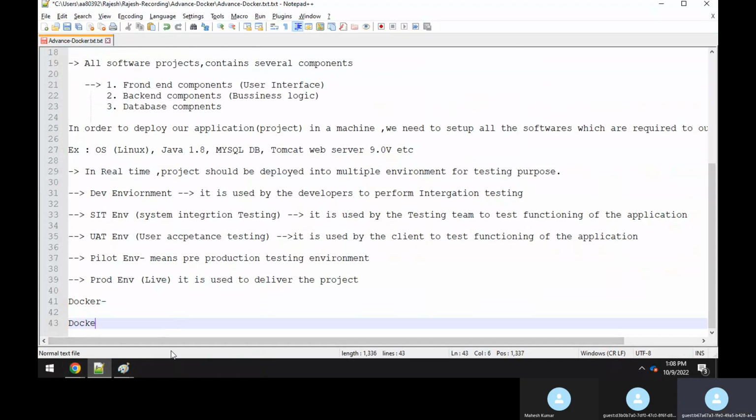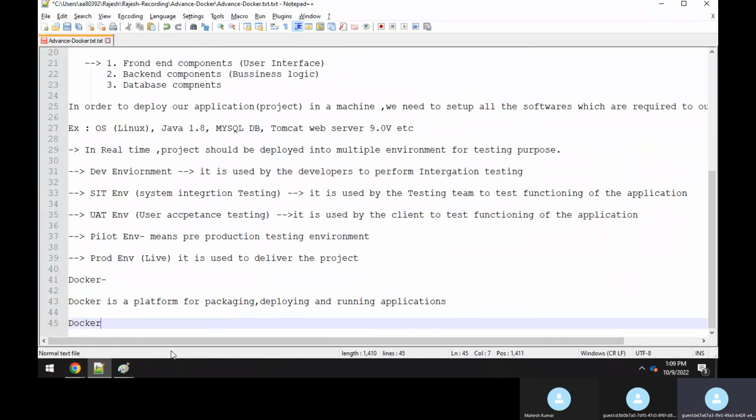Docker is a platform for packaging, deploying, and running the applications.